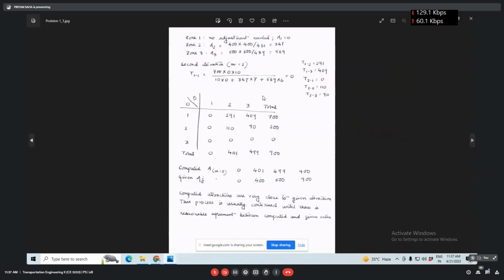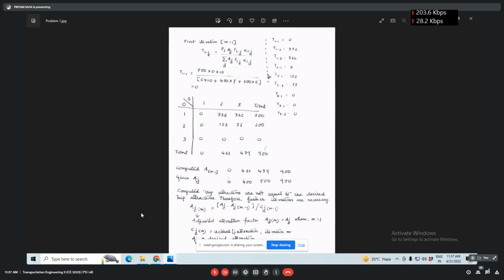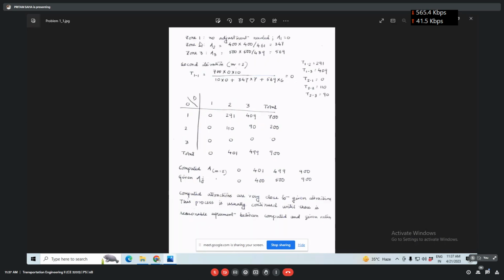Okay. So now by using that equation, what we have done, we have determined the attraction factor for zone 1, for zone 2, for zone 3. For zone 1, since it is 0, no adjustment is needed. A1 is equal to 0. For zone 2, simply you consider those inputs. 461 is your CJ here because it is something that you have computed. So this is your corrected value, 347. Similarly, for zone 3, you have 569.